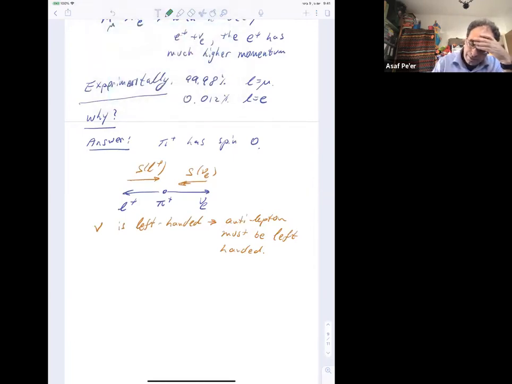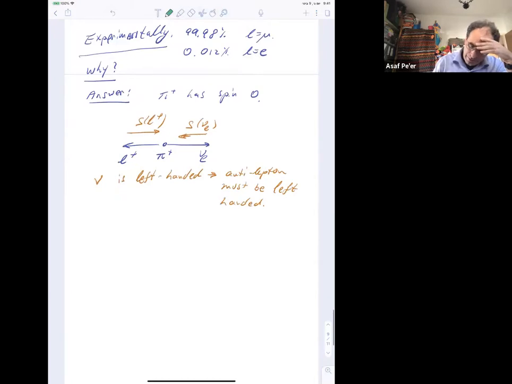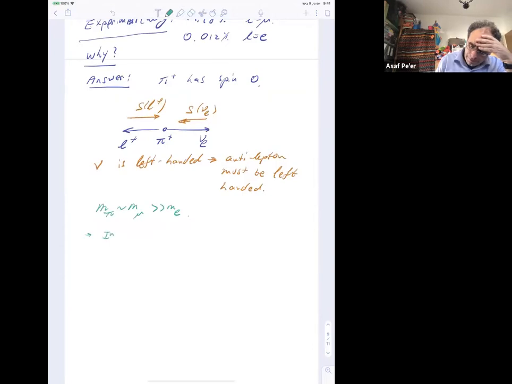But here comes the thing. The mass of the muon is much greater than the mass of the electron, and it's comparable to the mass of the pion. So the mass of the pion is comparable to the mass of the muon, and they're both much greater than the mass of the electron. So if we go to the pion rest frame, the positron must be highly relativistic.